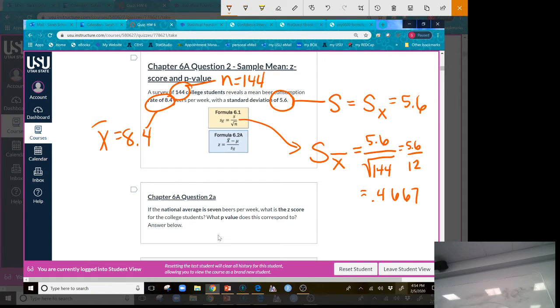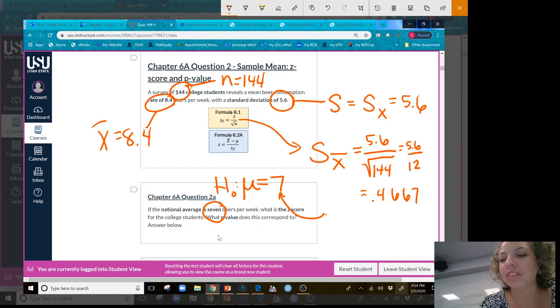Okay, so there's another number in here. It's not a digit. What's the number in here that's important? The national average of 7. So the null hypothesis is that the average of the whole population equals 7. So this 7 is mu of the null hypothesis, or what goes right there in our formula.